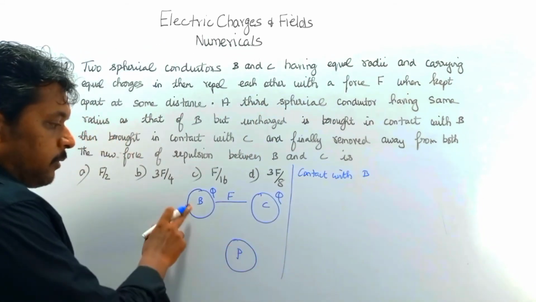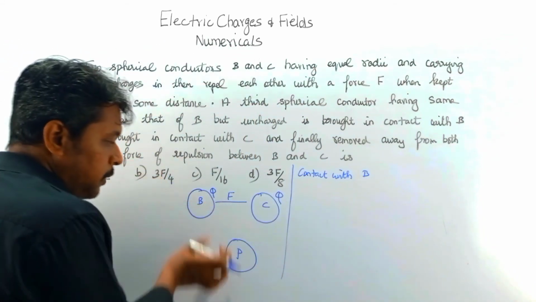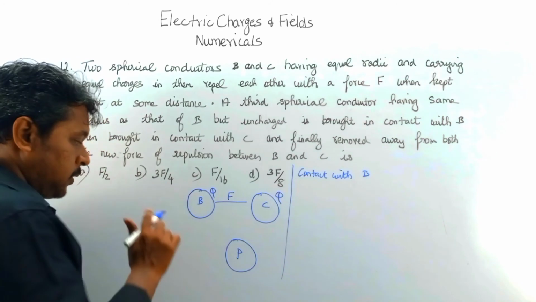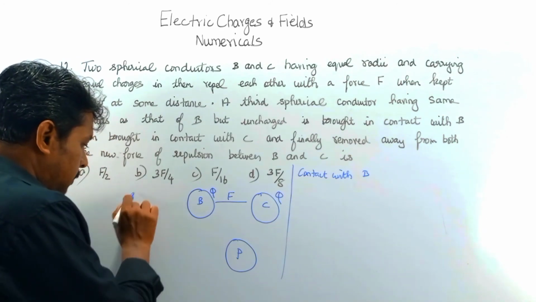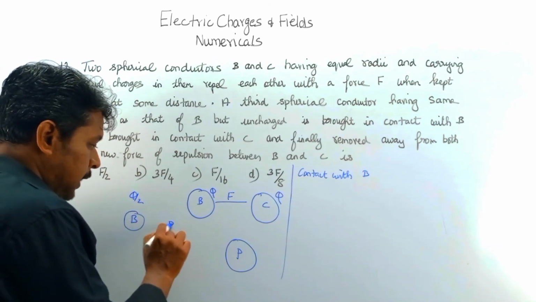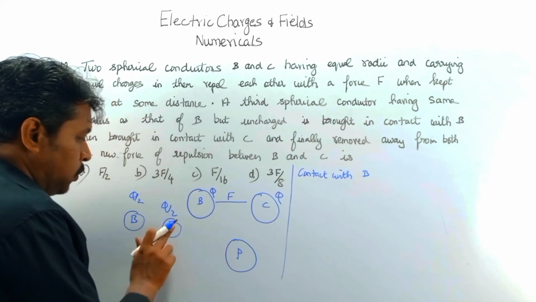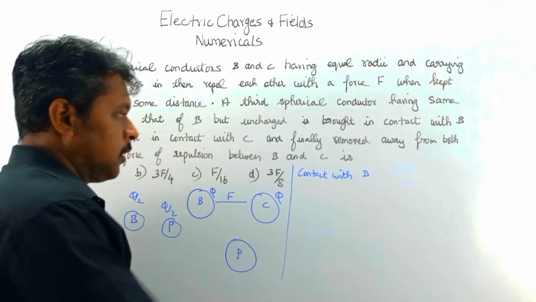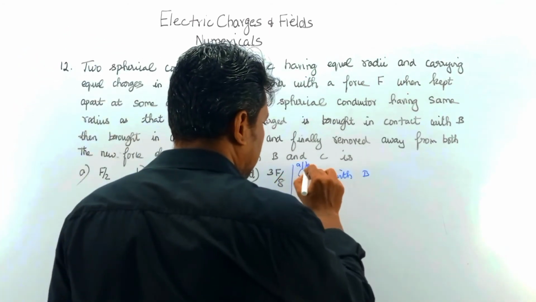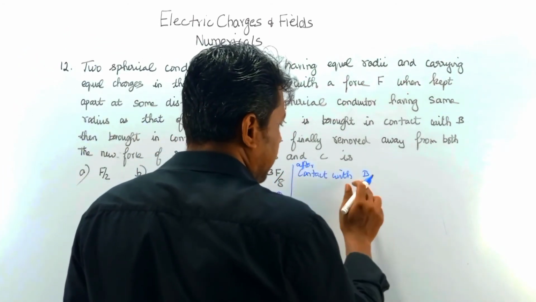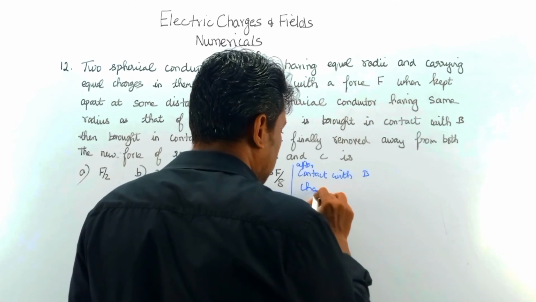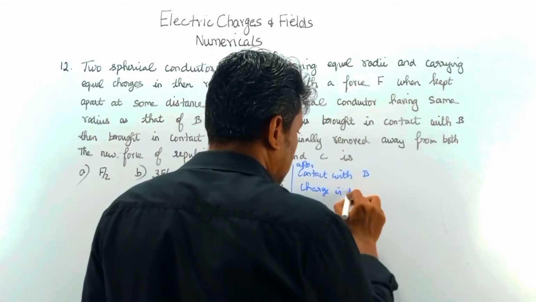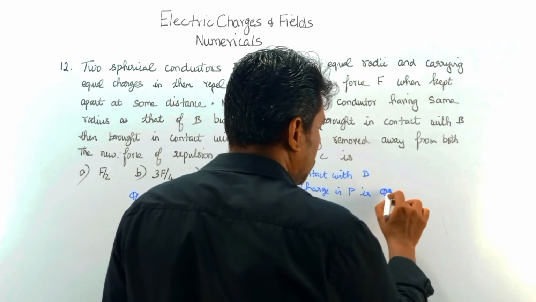So when it is in contact with B, you see that the charge will be equally distributed between the two. Okay. So now B will become Q by 2 and this will become Q by 2. Both will become equally charged. Okay. So after contact with B, the charge in P is Q by 2.